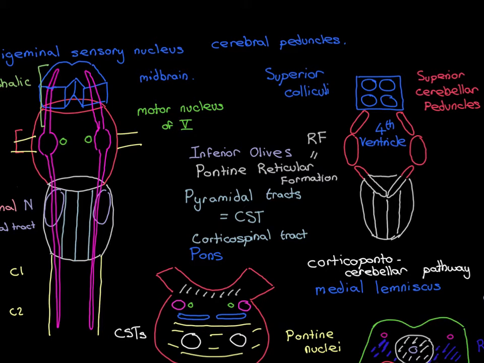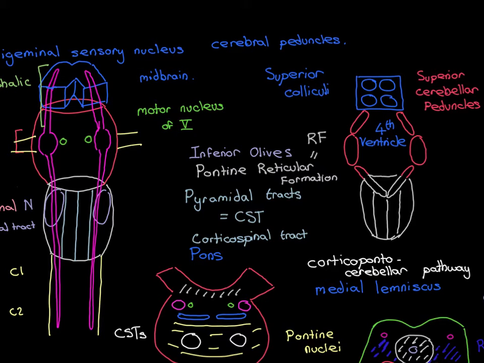So because this nucleus is so large, we usually split it into three separate parts. The mesencephalic part, which is the bit that stretches up into the midbrain, the mesencephalon. The principal sensory nucleus of the trigeminal nerve, which is this plump bit in the middle of the pons. And then the spinal nucleus of the trigeminal nerve, which is this bit that extends right down through the medulla and then into the cervical levels of the spinal cord below.